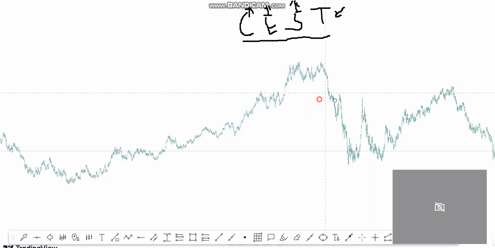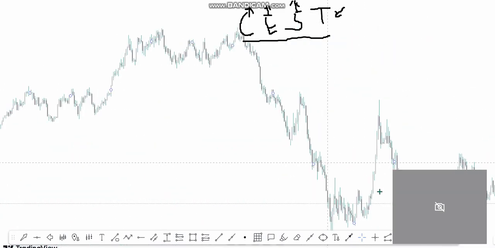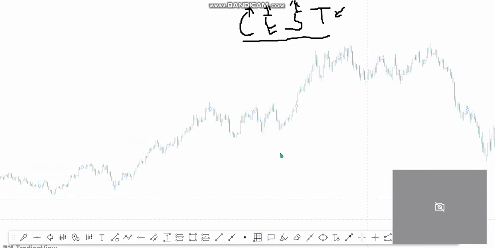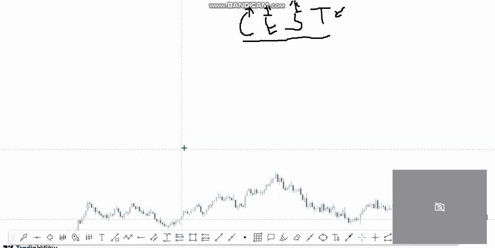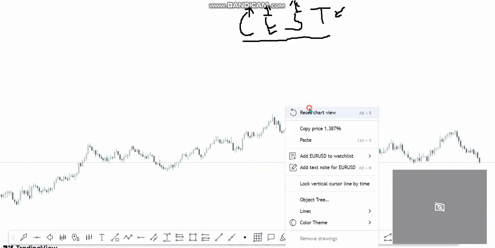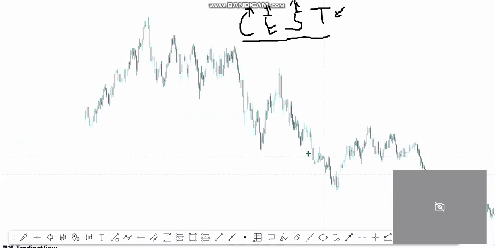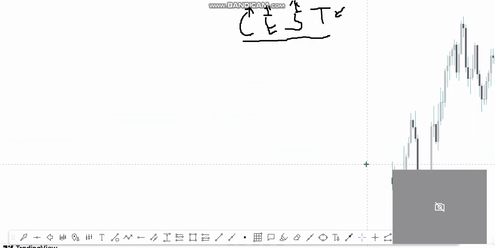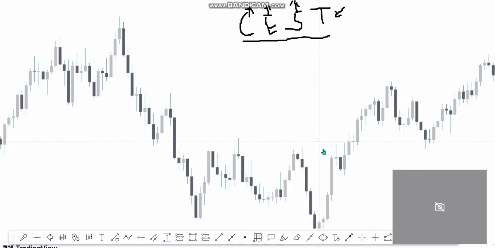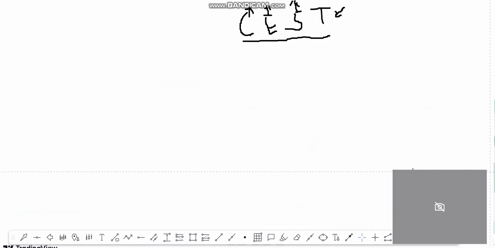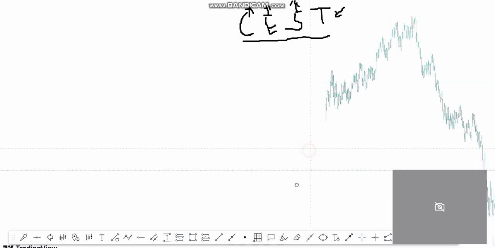Let me just show you this. This is very important. You can see this was a very strong uptrend. The market is in an uptrend, pushing, right? The market is pushing in an uptrend. Let me show you this, guys. It's very important for you to understand the concept. Okay, so we are here.